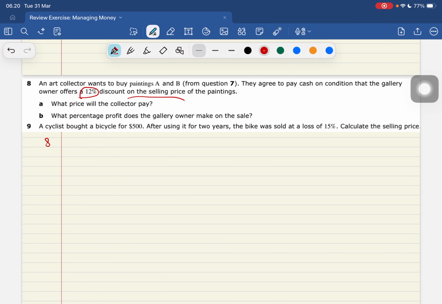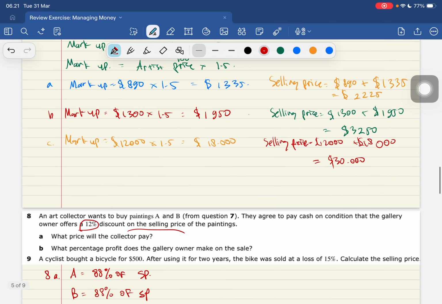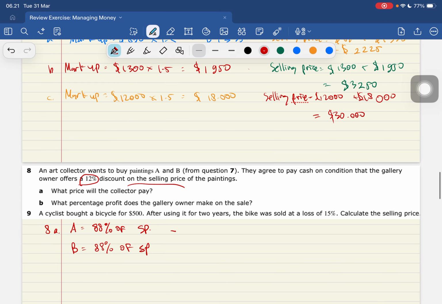Let's make it 8A. So for painting A, if the discount is 12%, it's going to be 88% of the selling price. Painting B, 88% of the selling price. So let us find the selling price from question number 7. It is 2000. So 88% of 2225.